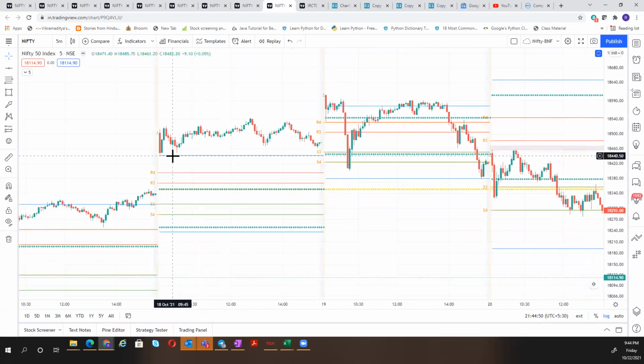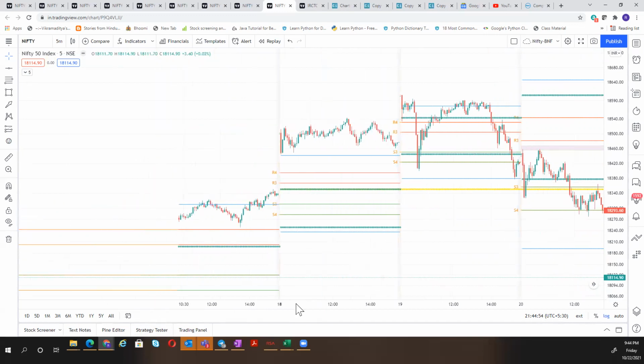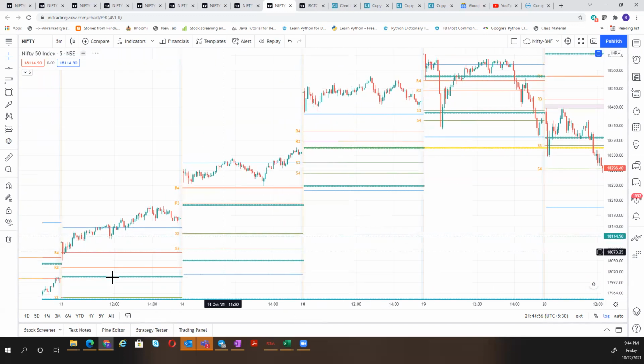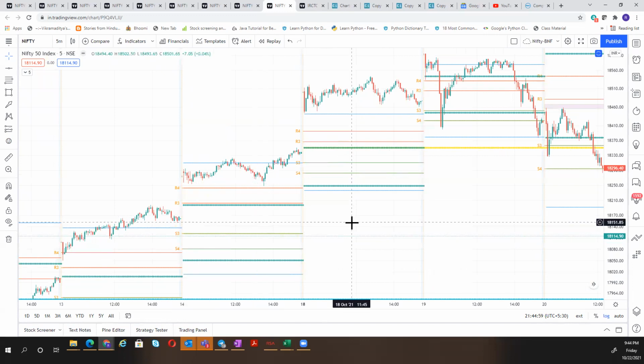This is above R5. The opening itself is above R5. It was a huge gap up. We witnessed pretty big gap ups. Now, when you go back and test the historical charts, you may see, yes, Raghu said above R4, above R5 is a breakout. Why did this not break out?